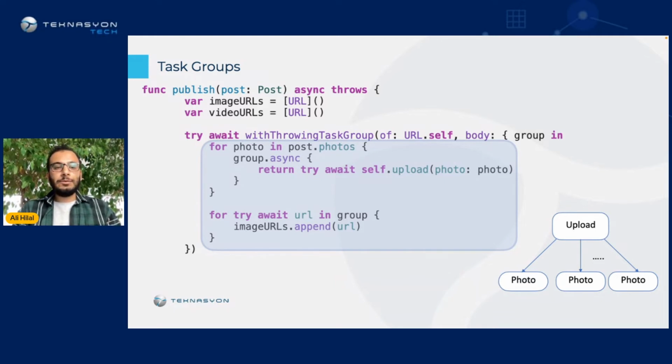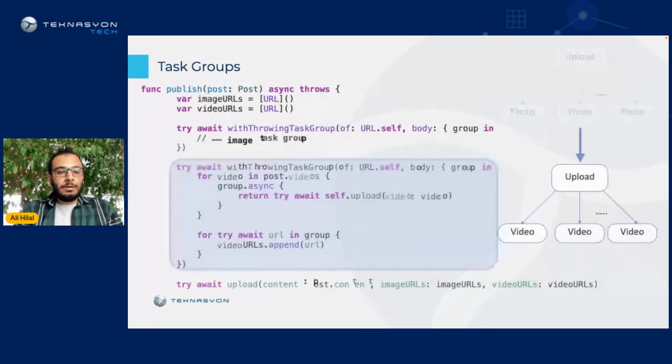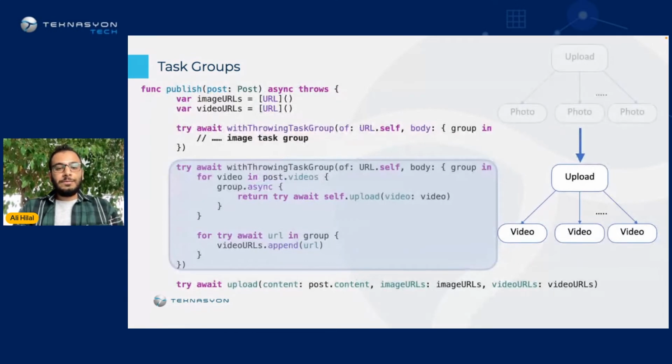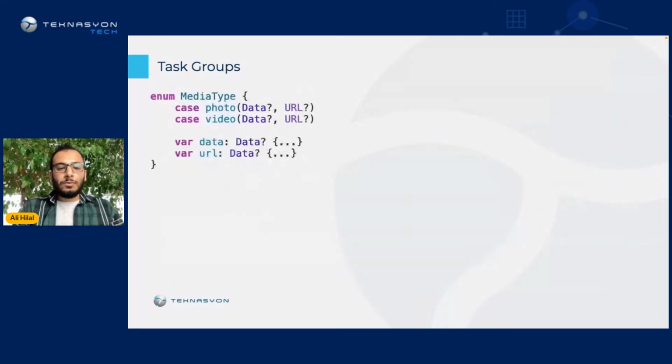So here we are awaiting the URL of every image, then appending it to the image URLs array. We do the same to upload video. At this point, we achieved the concurrency that we wanted, but there is still room for some improvements. What if we want to upload all media attachments all together concurrently?